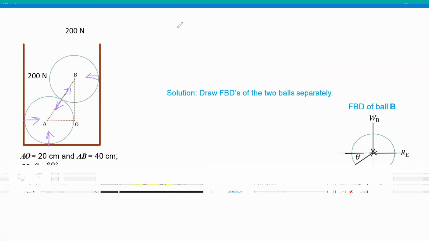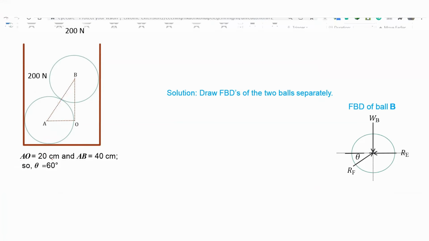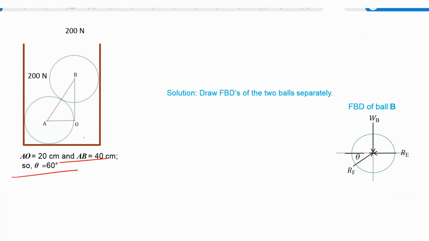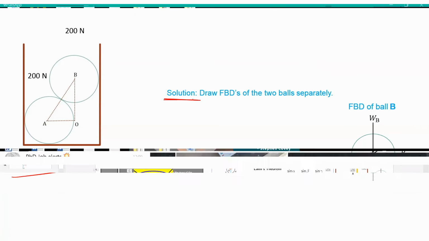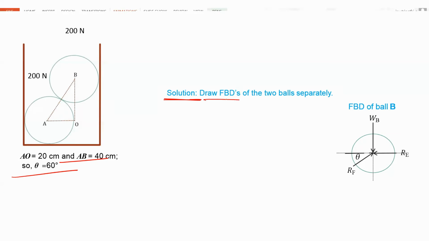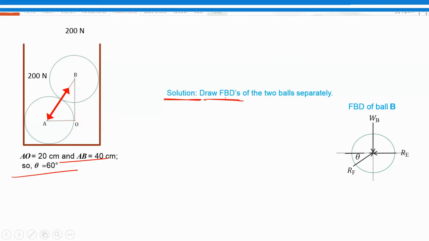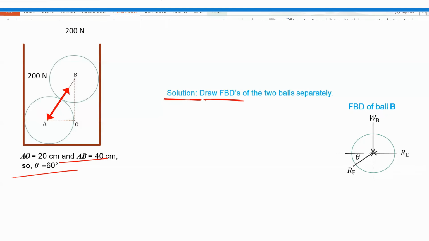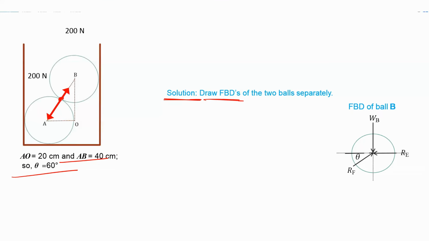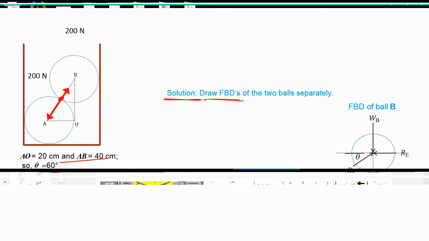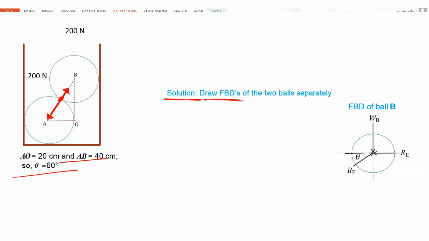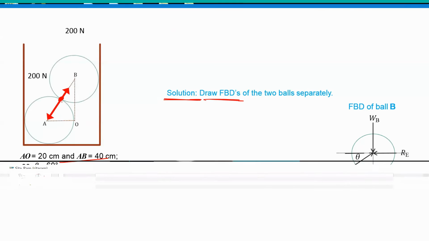Geometrical information is given here. From here you can find all the angles that you require. The weights of these spheres are also given, and the weights are basically 200 Newton. If you want to solve this problem, first you need to draw the FBD. How will you draw the FBD? First you will draw the normal reaction at the contact surface between the two spheres. I'm drawing these normal reactions by considering Newton's third law, equal and opposite reactions.